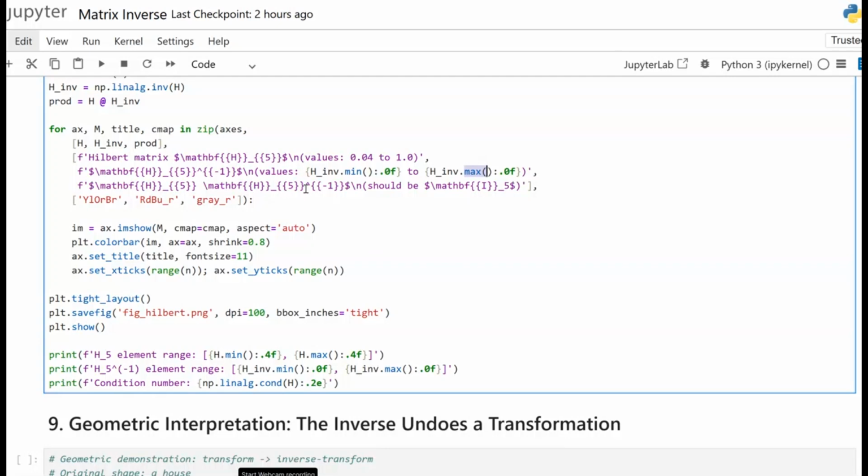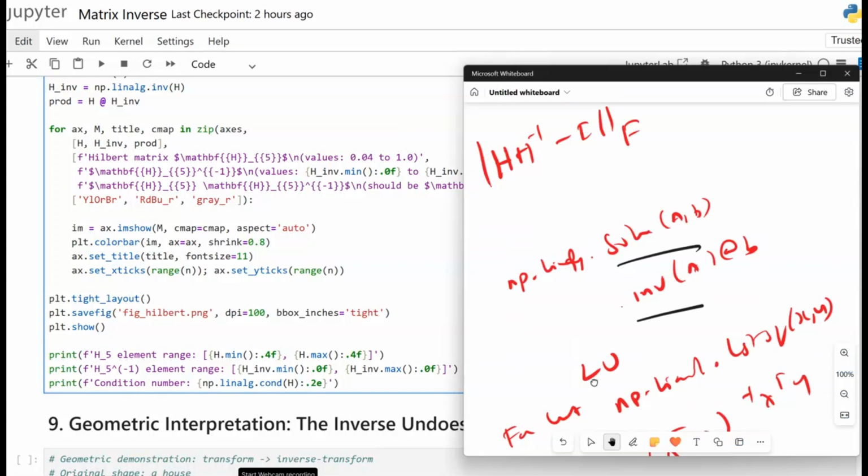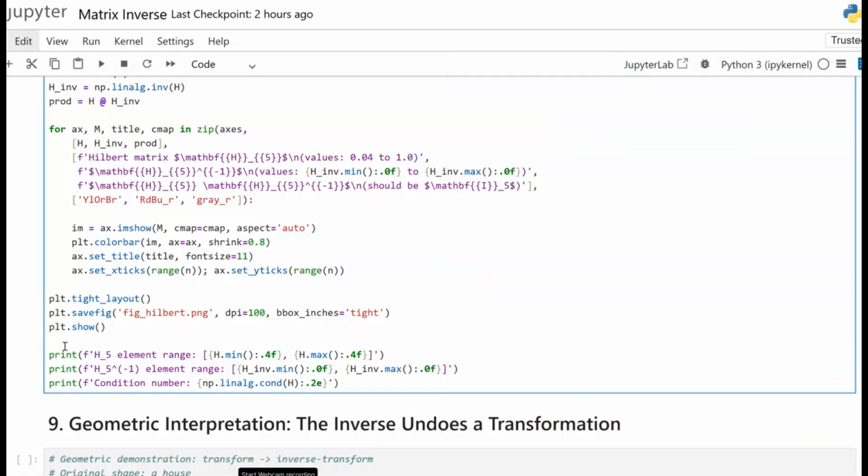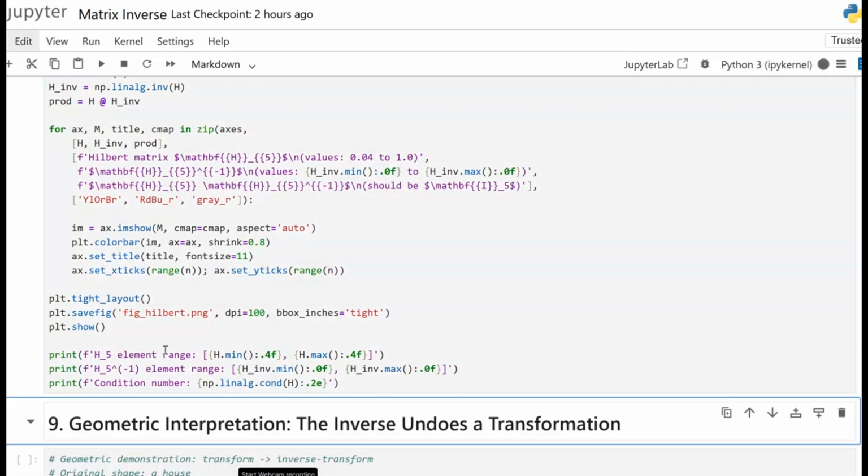Let me have the exact matrices, and of course we have an expectation. It would be like the identity of 5: 1, 0, and 0, 1, and so on. It is close to the identity, but not exact, due to floating point errors. Let me print the diagnostic value ranges and confirm the exact values of H inverse and the product of H and H inverse. Let me execute and see.